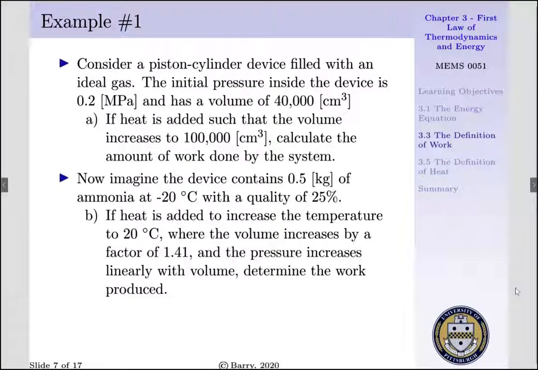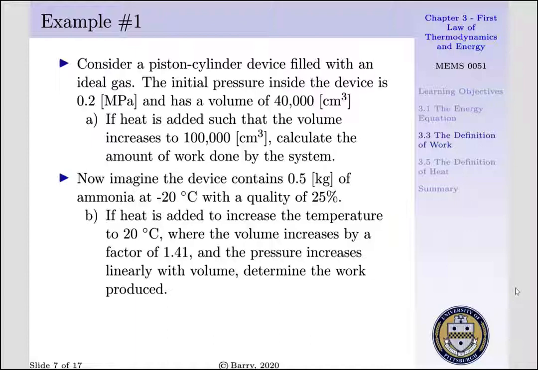Now let's look at an example of the application of our work equation. In our first part of this example, we want to consider a piston cylinder device that's filled with an ideal gas. The initial pressure inside the device is 0.2 MPa, and it has a volume of 40,000 cubic centimeters. If heat is added such that the volume increases to 100,000 cubic centimeters, we want to calculate the amount of work done on the system. And we are going to assume that this occurs under a constant pressure process.